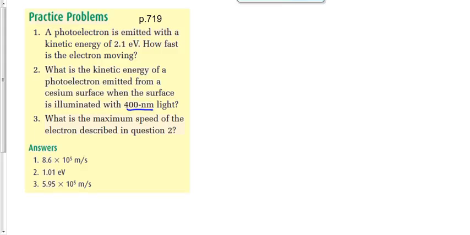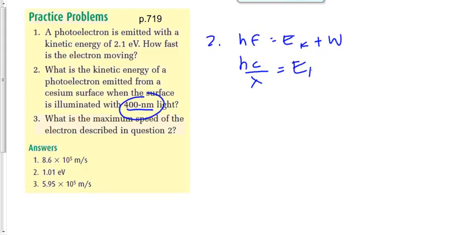Let's use our hf is equal to EK max plus W equation. Let's replace it with hc over lambda because we have the wavelength of light. This is not the threshold wavelength. It doesn't say that this wavelength barely emits or it just emits. We may be at the threshold wavelength here, but we may be way below the threshold wavelength as well. So we can't assume it's the max wavelength, the threshold wavelength.